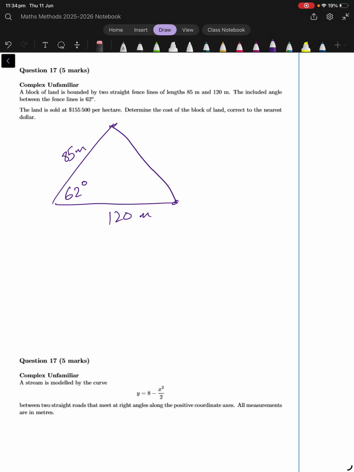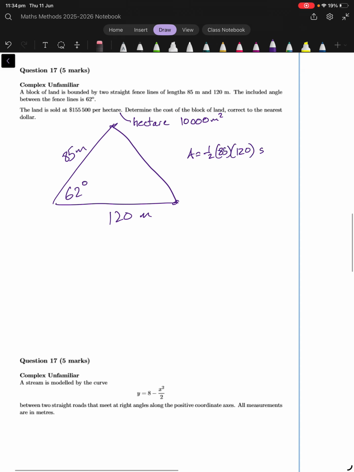The land sold at $155,500 per hectare. Wow, I don't even think that we'd expect everyone to know what a hectare is. But a hectare, 10,000 square meters. So we're going to find the area again. The area is a half by 85 by 120 times sine 62. Definitely calculator required for this one.